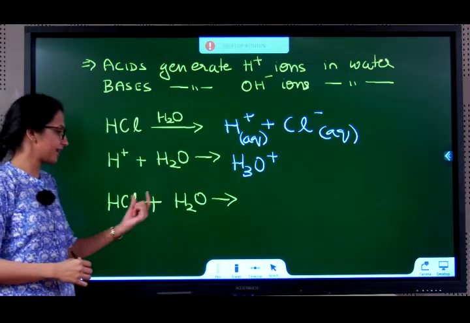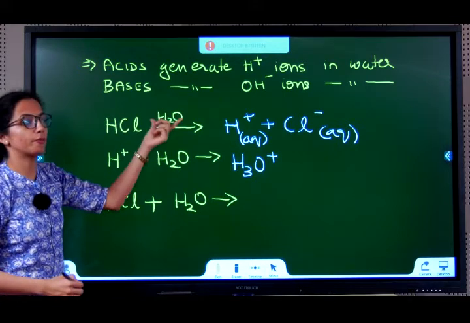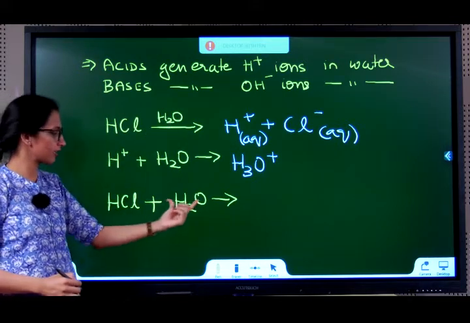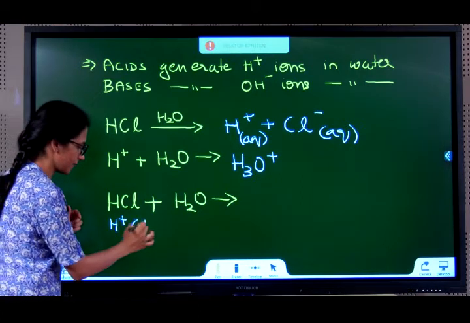Next, HCl and water. This is the same thing here. HCl and water. I am writing water on top over here. The only difference is I am showing it react with water. What happens? This becomes H plus and Cl minus.